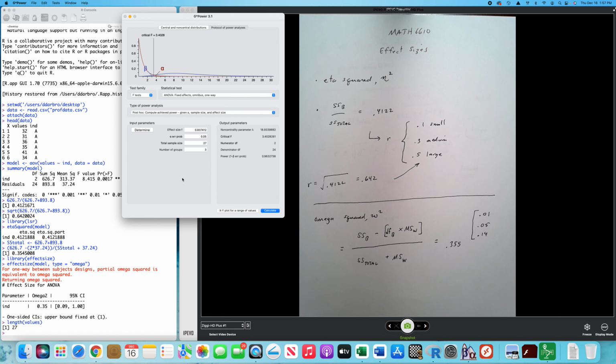So gang, that's about all I got on effect size and using G power to calculate a priori and a post hoc analysis.